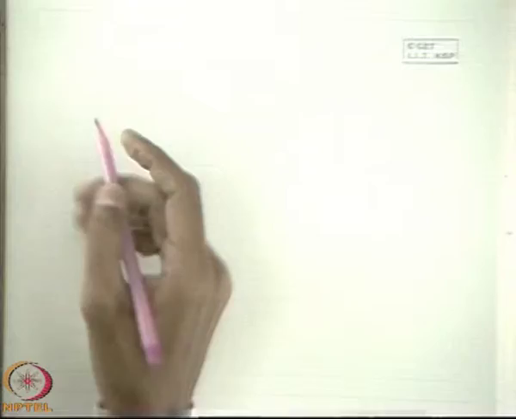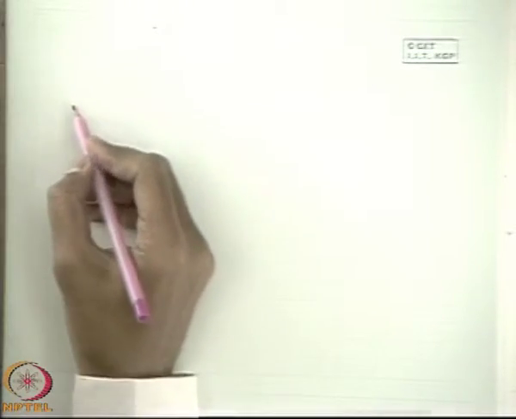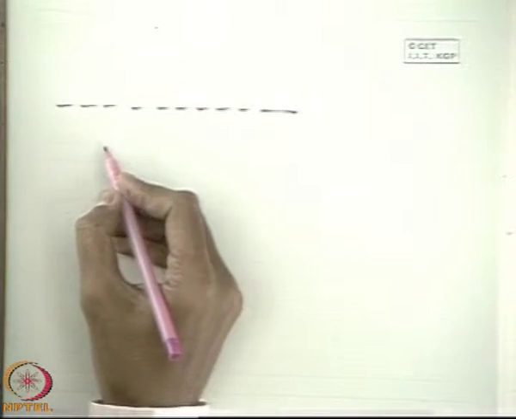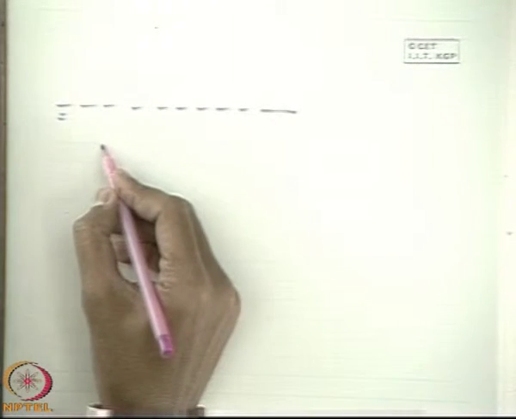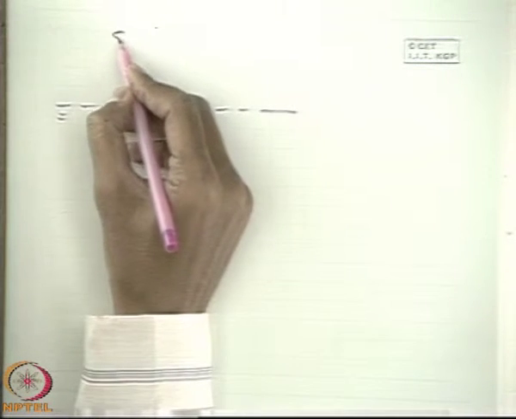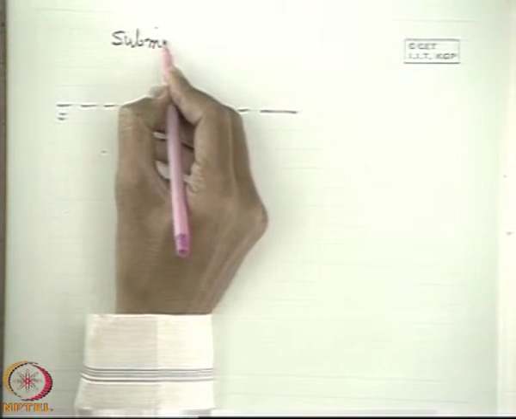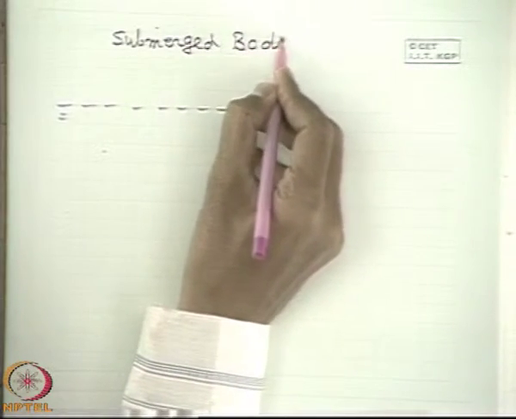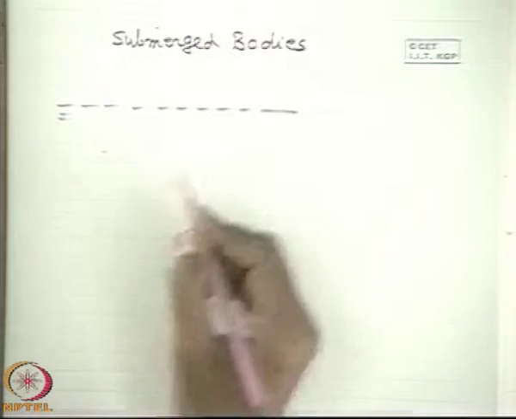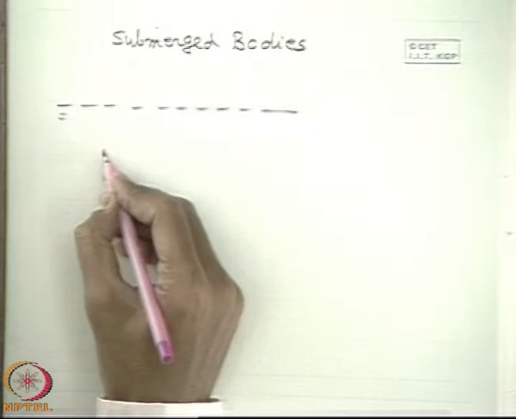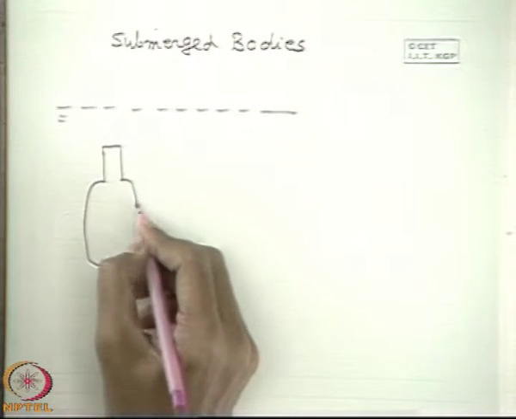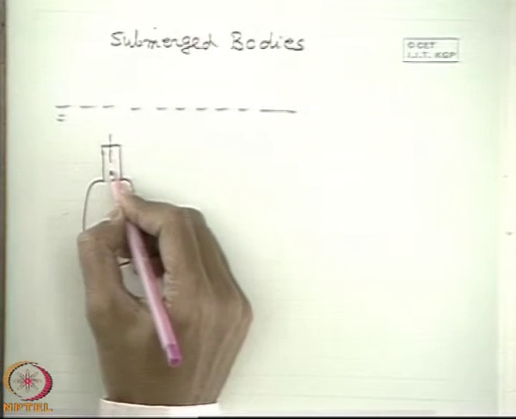So let us now see that, let this be the free surface of the liquid. Now let us first consider submerged bodies. First consider submerged bodies. Now what is the condition? Let us see a body like this.